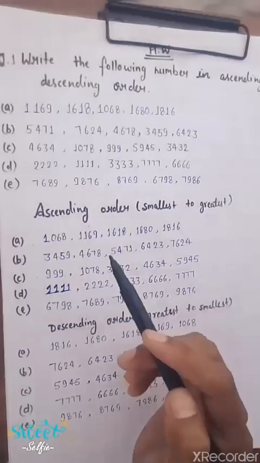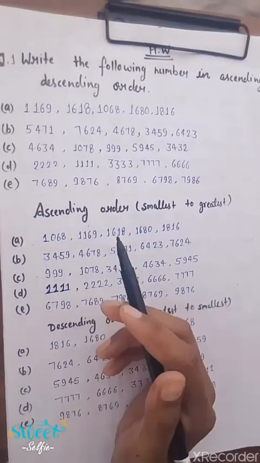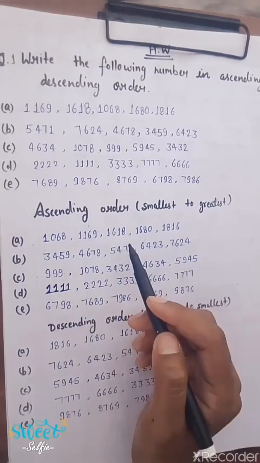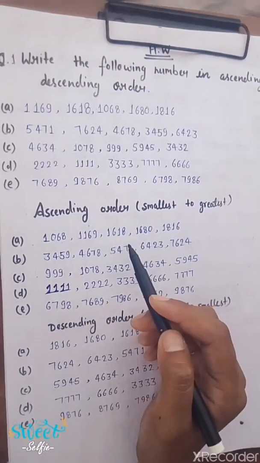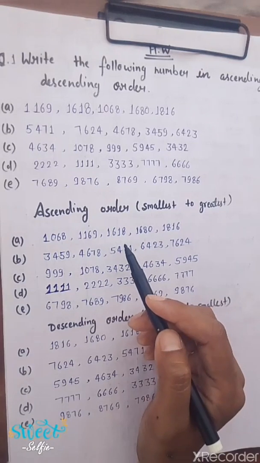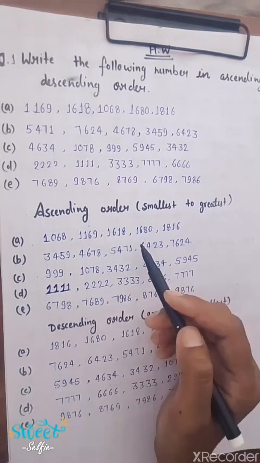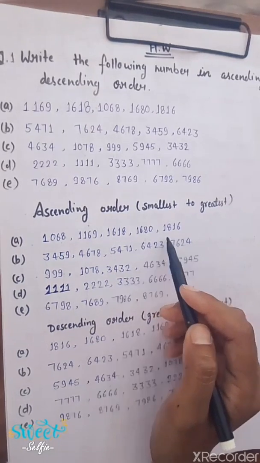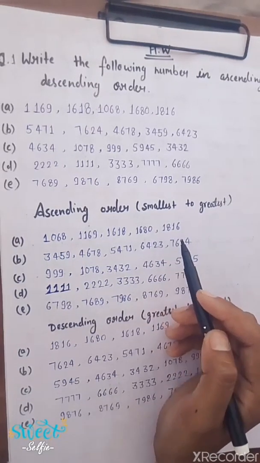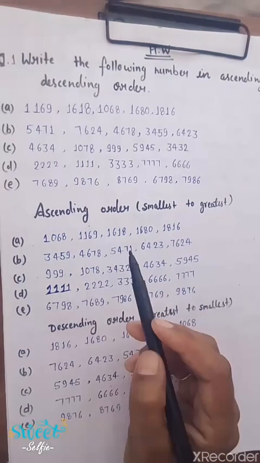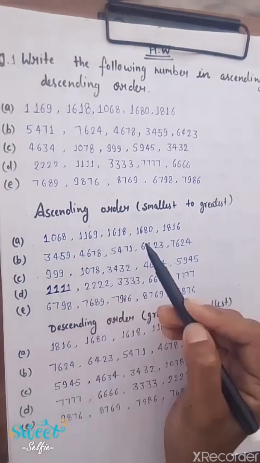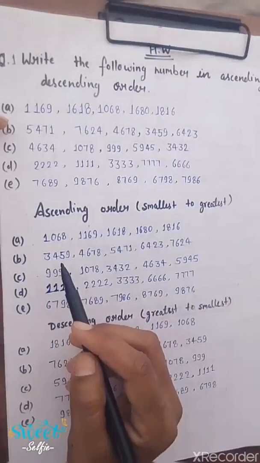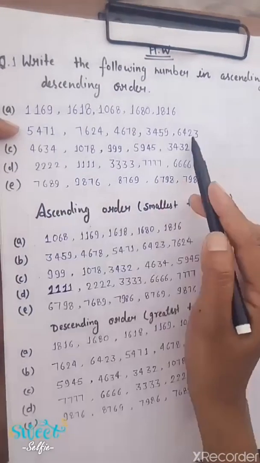Yes, 1068. After that 1169, and next 1618, and next 1680, and next 1816. So this is our first ascending order, smallest to greatest.